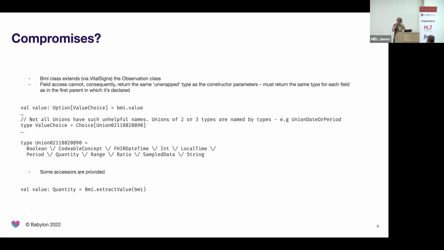For that reason, we do have extractors. So in Scala, this is represented on a companion object. You can think of that as just being a static method that enables you to extract the more refined type of the field. So for BMI, if you call BMI.extract value, that will only take a BMI type, and it will always return the more refined types, in this case, a quantity.